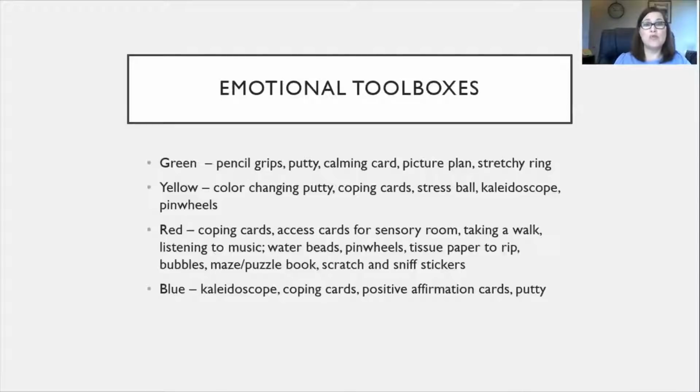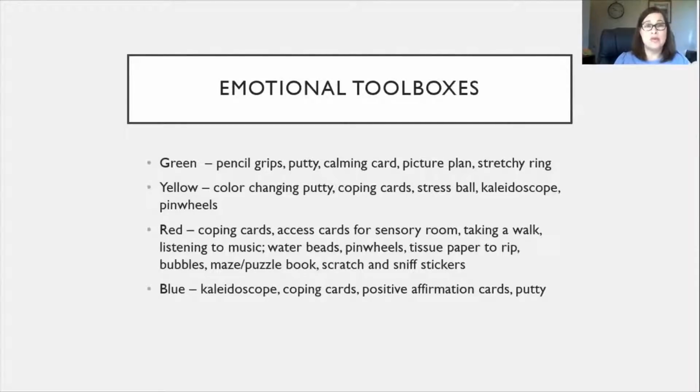So in the green toolbox, you want things like a relatively simple pencil grip, perhaps some putty, maybe one generalized calming card with some coping skills such as counting backwards or singing a positive song in your mind, and a picture plan for some activities that the child may be engaging in throughout the day. And they do make stretchy rings that children can stretch out and pull upon.